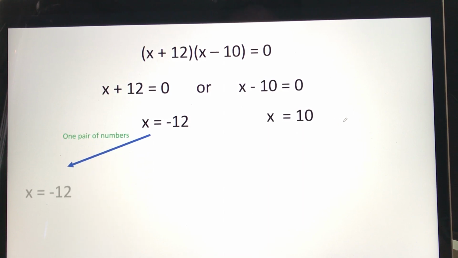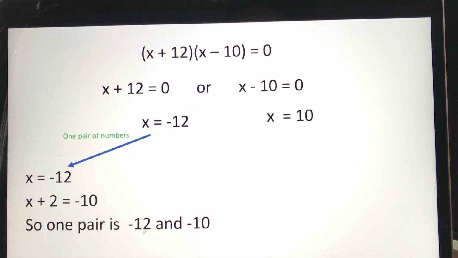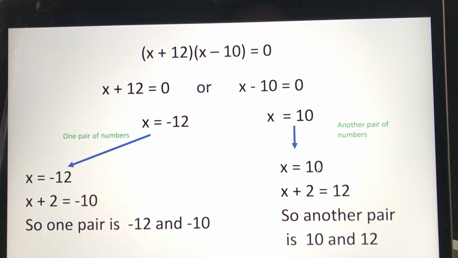So with my negative 12, I have negative 12, and then I have x plus 2, I have negative 10. So one pair of answers is negative 12 and negative 10. Okay, these are two even numbers separated by 2 that multiply together to give 120. Or if I take my 10, 10 plus 2 is 12, so my other pair of answers is 10 and 12. These are two even consecutive numbers that multiply together to give me 120.